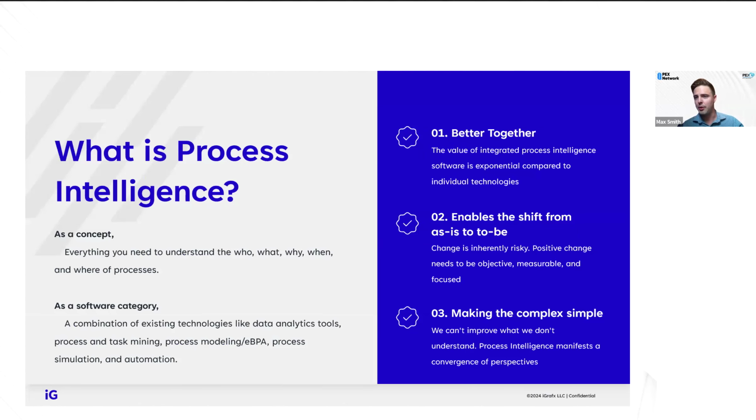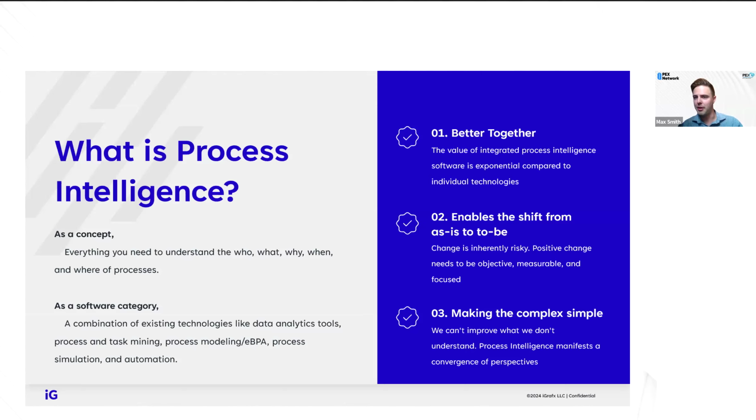But before we do that, we need to have a more grounded understanding of what process intelligence is. And I really look at it from two different viewpoints. The first is conceptually, as the name would suggest. It's everything you need to understand the who, what, when, why, where, how of your processes. So understanding how they're operating in reality, how the business is doing their job, because with that understanding, you can better understand the risks that exist and how you might want to mitigate them.